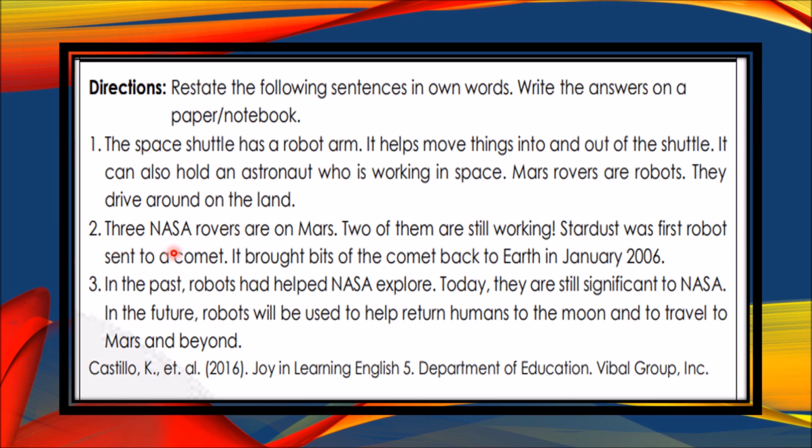Next, now, three NASA rovers are on Mars. Two of them are still working. Stardust was first robot sent to a comet. It brought bits of the comet back to Earth in January 2006. Then, the third one, in the past, robots have helped NASA explore. Today, they are still significant to NASA. In the future, robots will be used to help return humans to the moon and to travel to Mars and beyond.